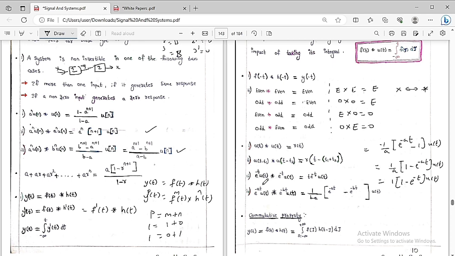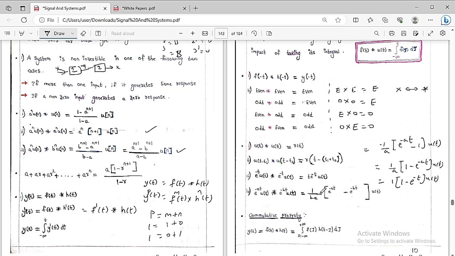Now the next formula is e to the power of minus t into u of t, convolved with e to the power of minus t into u of t, is equal to t into e to the power of minus t into u of t. Whereas e to the power of minus at into u of t, convolved with e to the power of minus bt into u of t, is equal to 1 by b minus a into e to the power of minus at minus e to the power of minus bt, into u of t. See, these both are different. You may think of substituting a equal to 1 and b equal to 1 to get the first one. That is wrong. If you substitute a equal to 1 and b equal to 1, you will get 1 by 0, which is infinity. So these two are different.